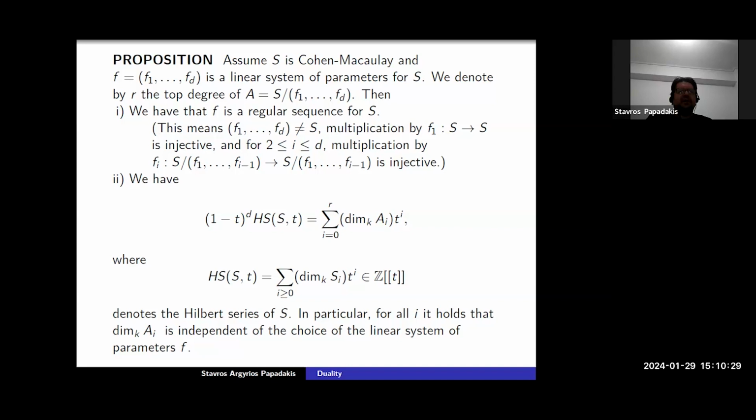And moreover, for all indices i between 2 and d, the multiplication by f_i is injective from the quotient of S by the ideal generated by the first i minus 1 elements. These regular sequences play a very important part in homological algebra. For example, the Koszul complex that was mentioned in the previous talk by Karim is exact if and only if you have a regular sequence.